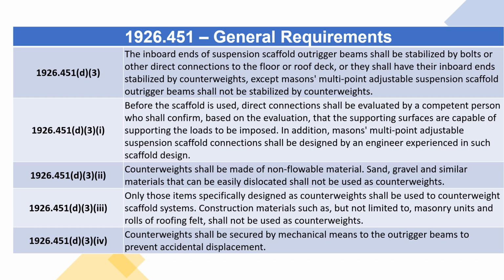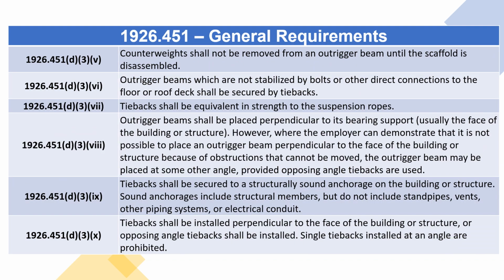1926.451(d)(3)(iv): Counterweights shall be secured by mechanical means to the outrigger beams to prevent accidental displacement. 1926.451(d)(3)(v): Counterweights shall not be removed from an outrigger beam until the scaffold is disassembled. 1926.451(d)(3)(vi): Outrigger beams which are not stabilized by bolts or other direct connections to the floor or roof deck shall be secured by tiebacks. 1926.451(d)(3)(vii): Tiebacks shall be equivalent in strength to the suspension ropes.